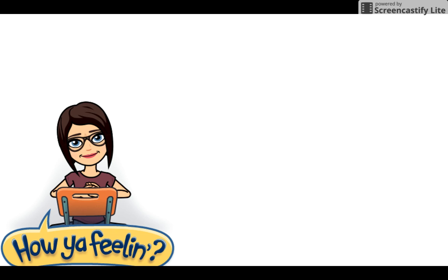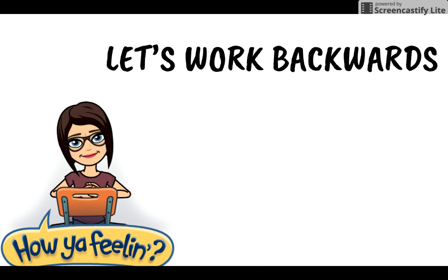Let's see if we can do it backwards. So I'm going to give you a number sentence, and you're going to tell me what it would be with an exponent. Sounds easy, right? It is. This is 4 times 4 times 4 times 4. Well, I know that 4 is going to be my base. Now, how many times did I use the 4? 1, 2, 3, 4. So it's 4 to the fourth power. See how easy it is? Try the next one on your own.